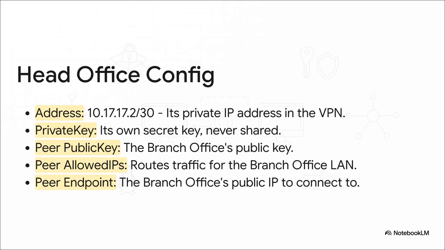And here's the other side of the coin, the head office config. It's basically a mirror image, right? It defines its own interface and its own private key. And in the peer section, it lists the branch office's public key and its allowed IPs, which are the branch office's local network, and its tunnel IP. But see that one extra line, endpoint? That's how the head office knows the public internet address of the branch office, so it knows where to send packets if it needs to start the conversation. And just like that, with two really simple text files, we've built a rock-solid, secure tunnel connecting two entire office networks.